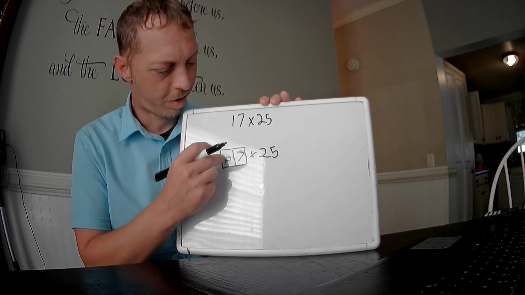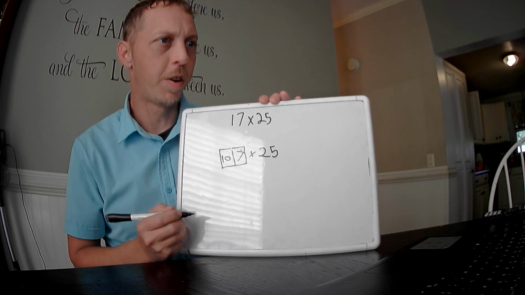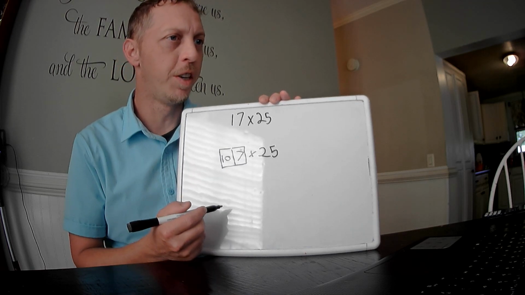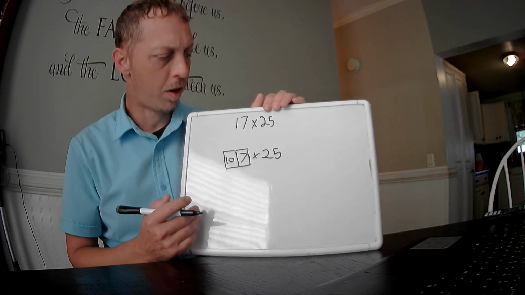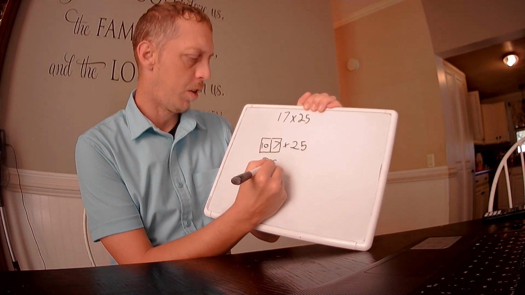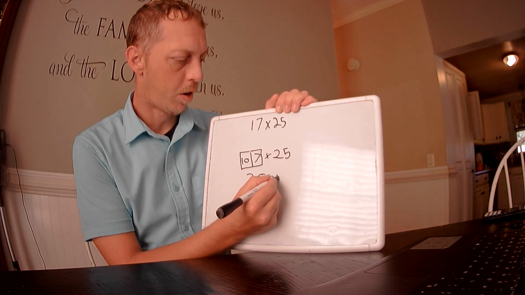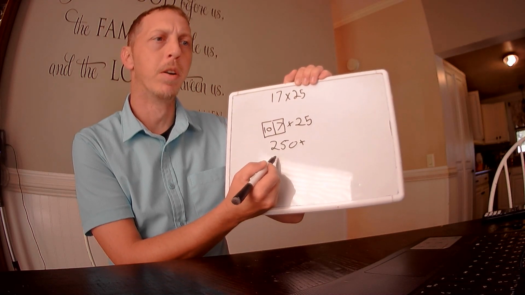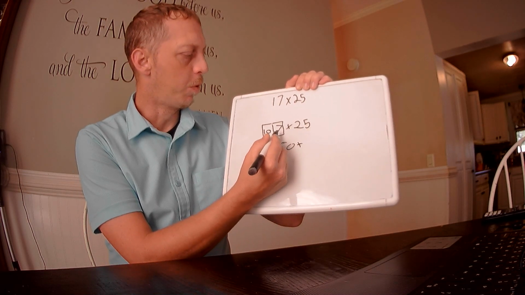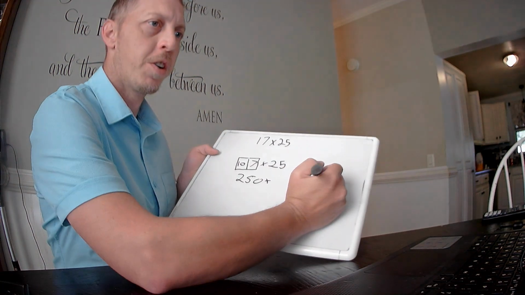Excuse my writing, it may not be the best. There you go. So 17 times 25. 10 times 25 is 250. And what you're going to do is take that 250 and put it at the bottom here. And then we're going to go 7 times 25. It's easier to do that off to the side.